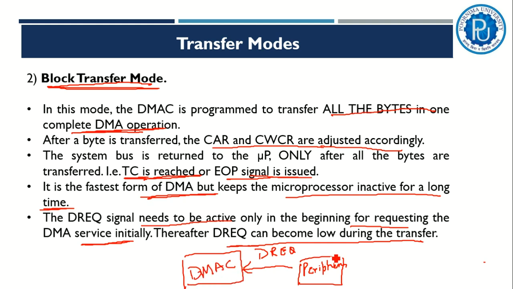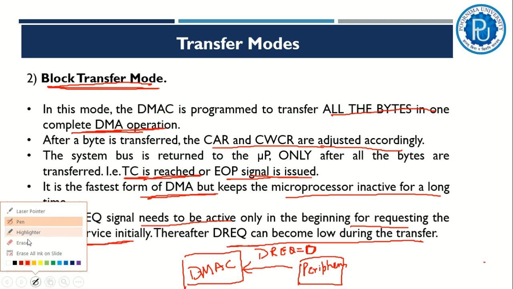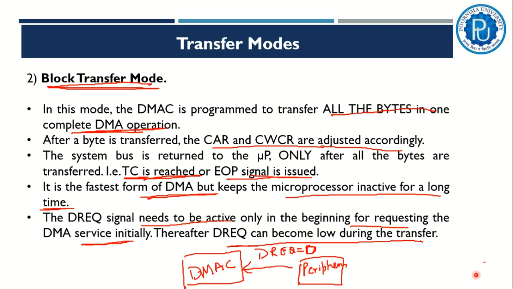So when this particular peripheral device wants to transfer the data, initially this will become 1. After getting this request, the DMAC controller will get the access of all the buses, and this value will become 0. This will stay 0 until all the transfer has taken place. Fine.